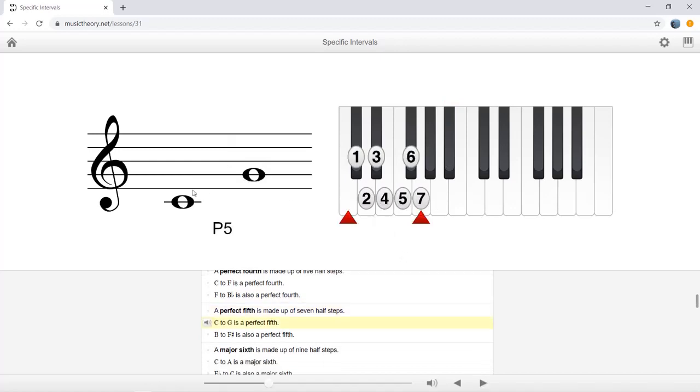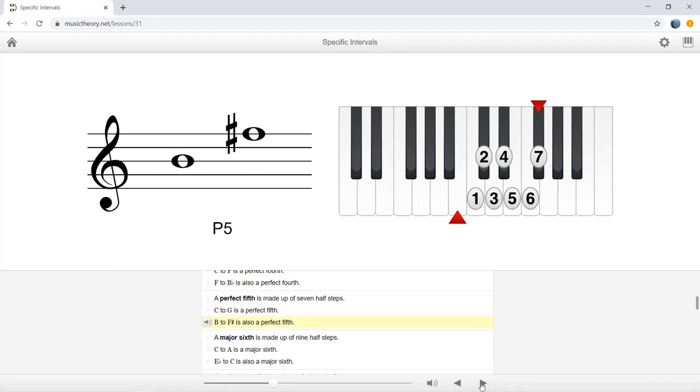Here's a perfect fifth. So we know that it's a fifth because 1, 2, 3, 4, 5. So that tells us this number. And then we count the number of half steps. So we go from C, 1, 2, 3, 4, 5, 6, 7, up to G. And we know that it is a perfect fifth. Here's another perfect fifth. We know that it's a fifth, 1, 2, 3, 4, 5. So we have this number here. And then we go 1, 2, 3, 4, 5, 6, 7. That is a perfect fifth.